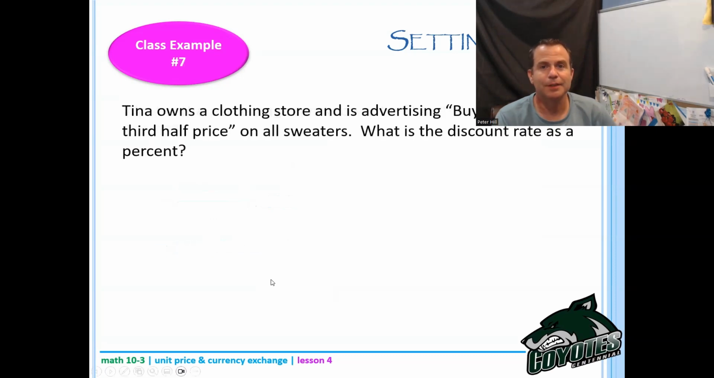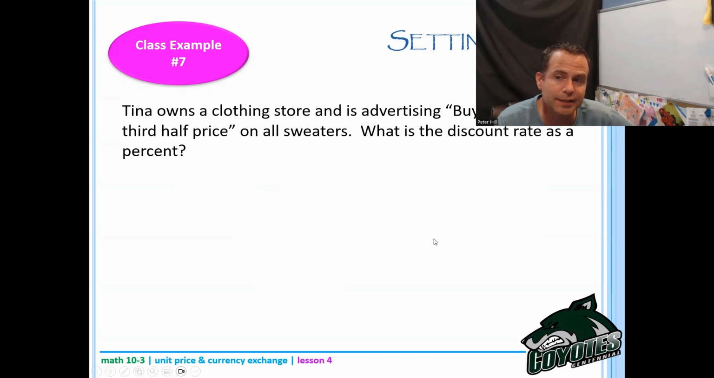All right, awesome. Let's try class example number 7 together. Tina owns a clothing store and is advertising buy 2, get the third half price on all sweaters. What is the discount rate as a percent? Lots of stores do this to try and get you to buy multiple things, right? Maybe they say buy 2, get 1 free. This one says buy 2, get the third half price. Maybe it's buy 2, get 25% off. There's lots of different ways to do it, but it's all an encouragement for you to buy more than one thing. So let's just play around with this and see what we can come up with.